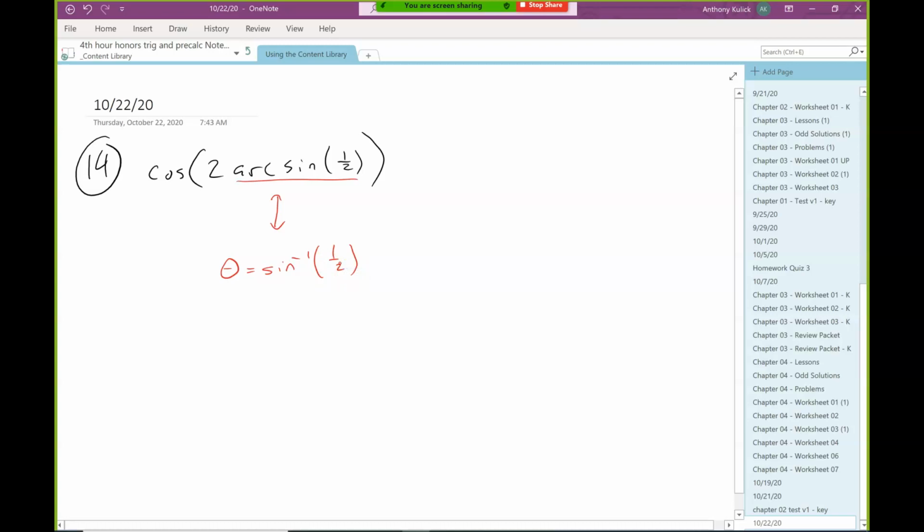arc sine and sine inverse are the same thing, right? And by the definition of an inverse, I know that this is the same thing as saying sine theta equals 1/2. I know that sine is positive in quadrant 1 and quadrant 2. I know sine inverse is going to give me an answer in quadrant 1 or quadrant 4. So the place that I want here is quadrant 1.